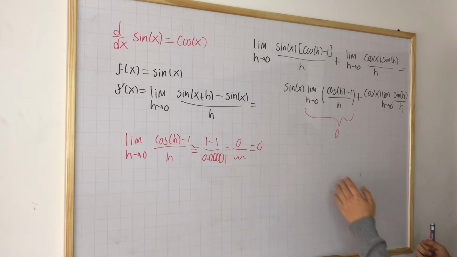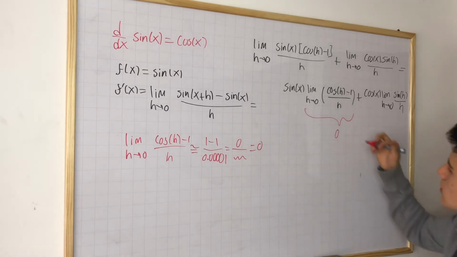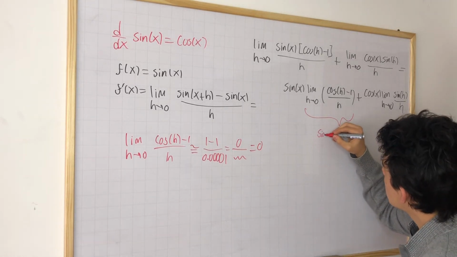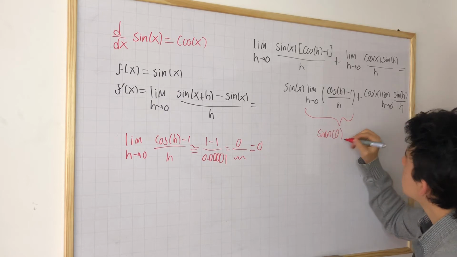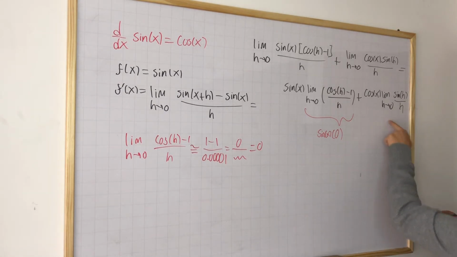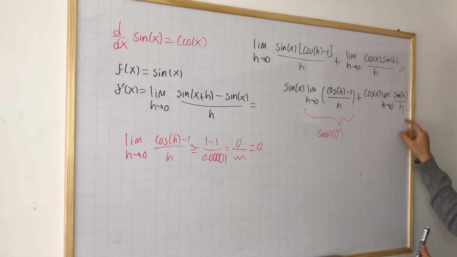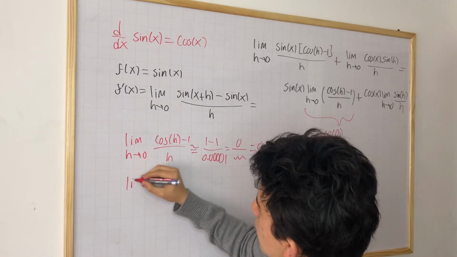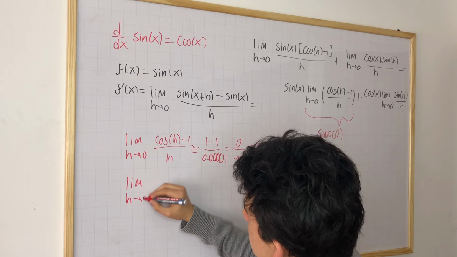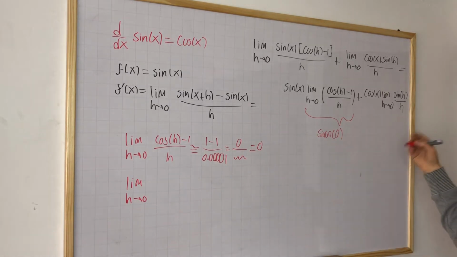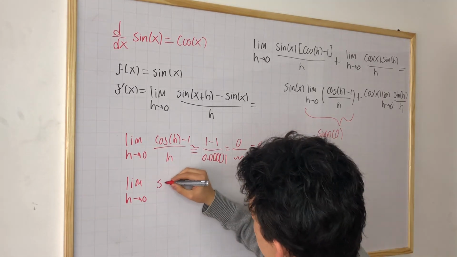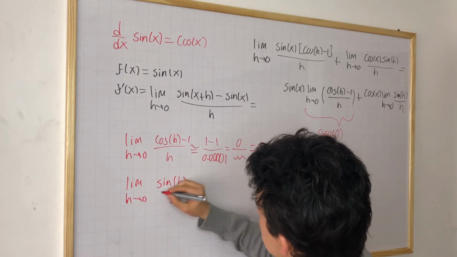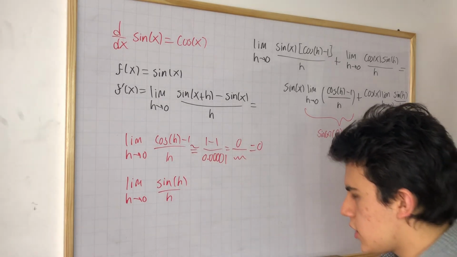Okay, this part. So we have sine of x times 0. And now let's try to find the limit for this part right there. So I'm going to do it down here. The limit as h approaches 0 for sine of h over h. Now how much is that?